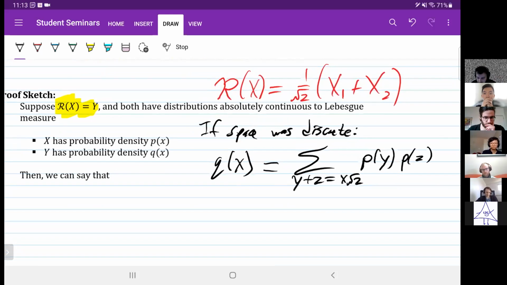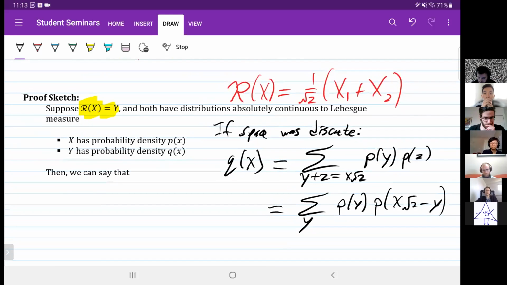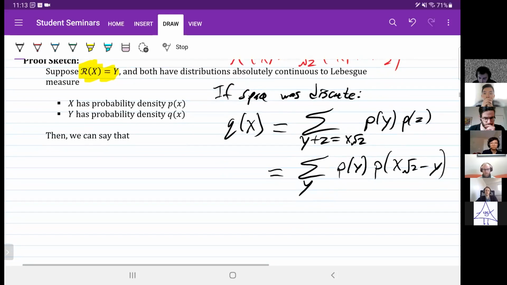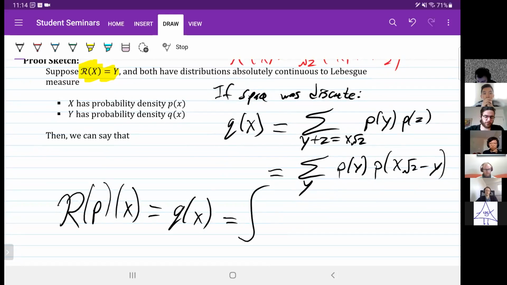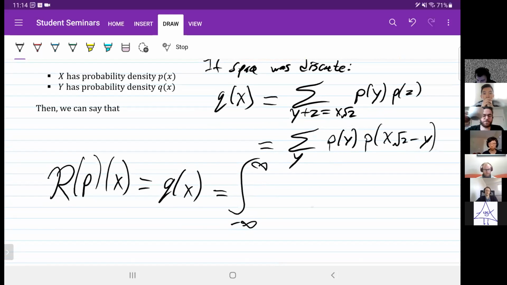So, of course, in this expression, z is superfluous. I don't need it. So I can just think of this as the sum over y of p of y, p of x root 2 minus y. And all that changes if space is continuous is that instead of the sum, I write an integral. So R of p of x is equal to q of x is equal to the integral from minus infinity to infinity of p of y times p of x root 2 minus y dy.